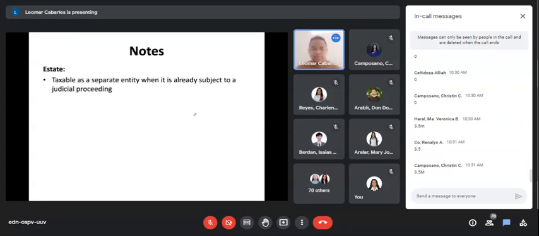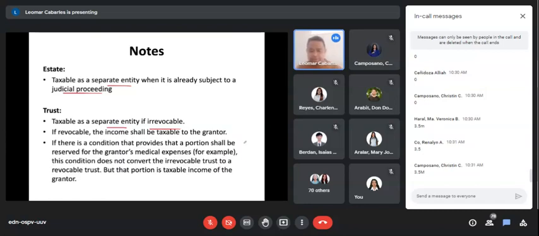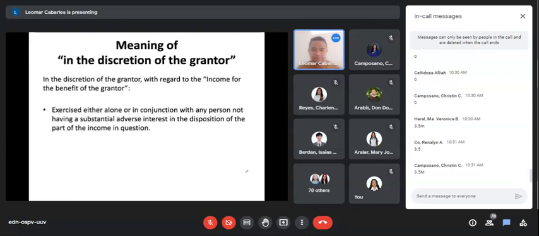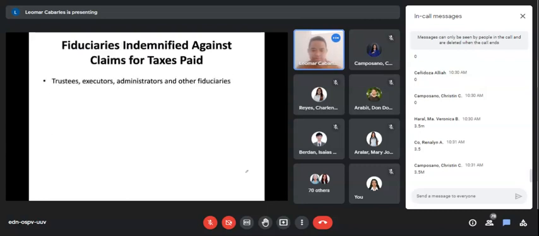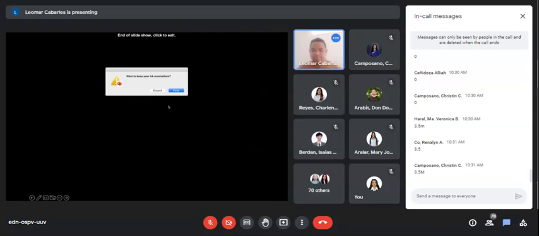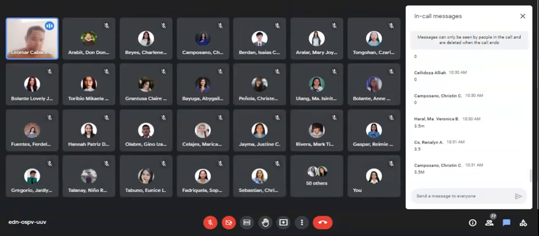Yan. So notes na lang. Estate, separate entity, taxable siya habang nasa proceeding pa. Ang trust, separate entity if it is irrevocable. Pag revocable, the income shall be taxable to the grantor. So you read na lang itong part na. And the others, so read nyo na lang ito. Nothing to really emphasize there kasi mga legal ano lang yan. Matters. No? Okay.